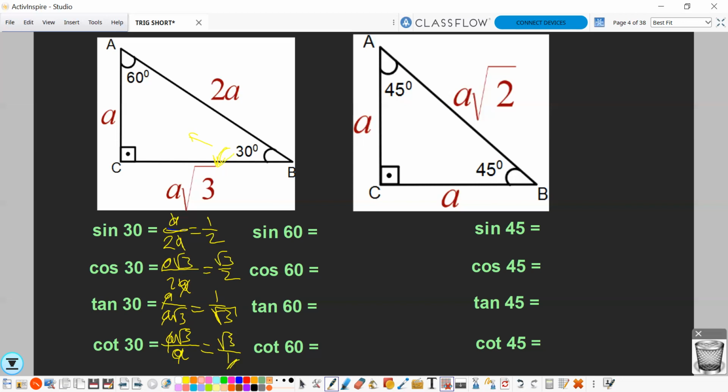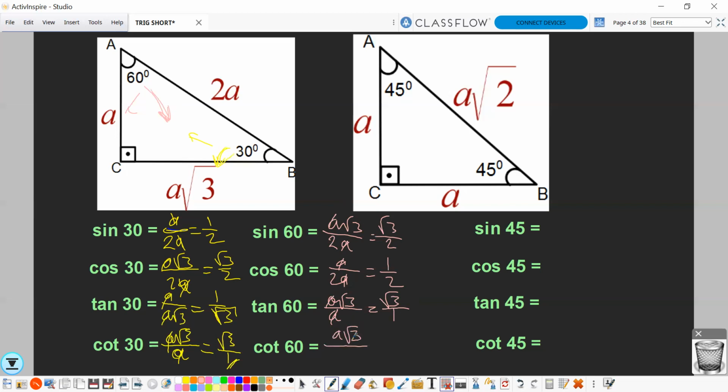Then for 60 degrees, the opposite of 60 degrees is a square root 3, and sine is opposite over hypotenuse. The hypotenuse in this triangle is 2a, so square root 3 over 2. And then cosine 60: adjacent of 60, a, over hypotenuse 2a, 1 over 2. Tangent 60: opposite 60 over adjacent 60, a square root 3 over a. If you simplify, square root 3 over 1.